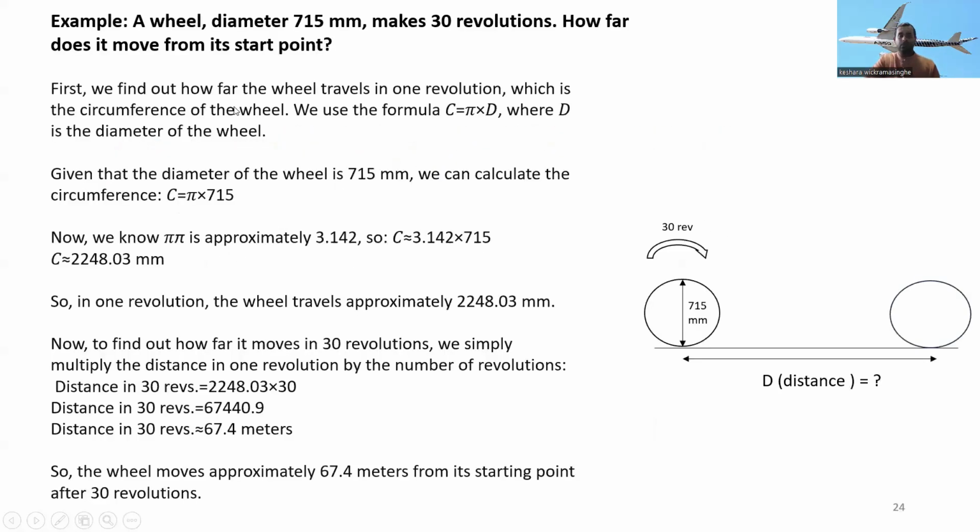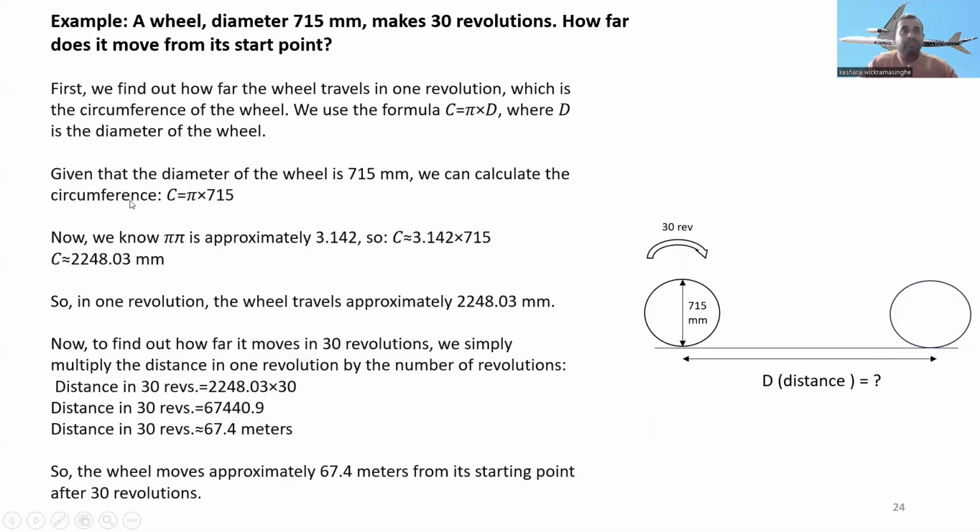Now we will go to some examples. A wheel of diameter 750 millimeters makes 30 revolutions. How far does it move from its start point? First, you can see here is the wheel. The diameter is 750 millimeters and it takes 30 revolutions. Now they're asking how far it travels.